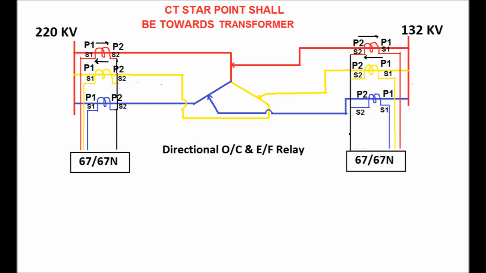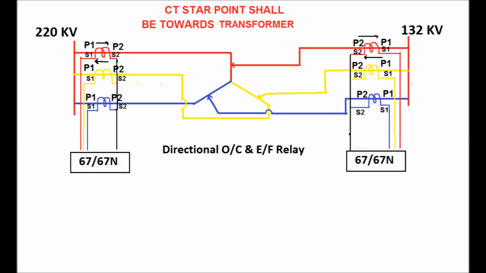Now come to the directional overcurrent and earth fault relay. Normally in an auto transformer of 220 by 132 kV or above voltage rating, a directional overcurrent and earth fault relay is provided as a backup protection. So here the direction should be towards the transformer side, or towards the protective object. Here the protective object is the transformer, so the direction should be towards the transformer.